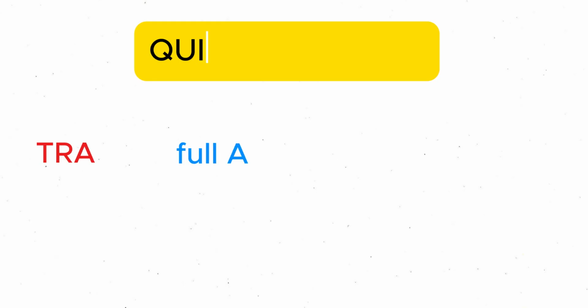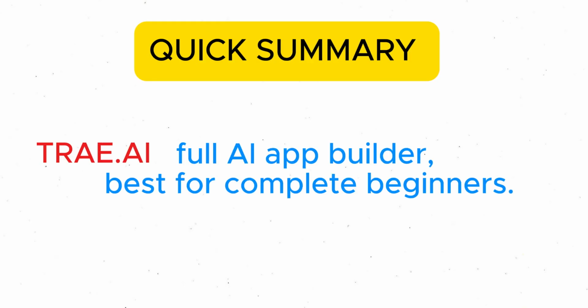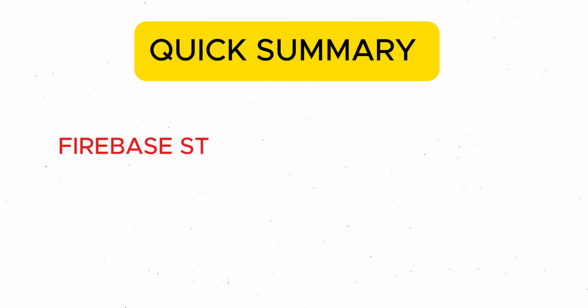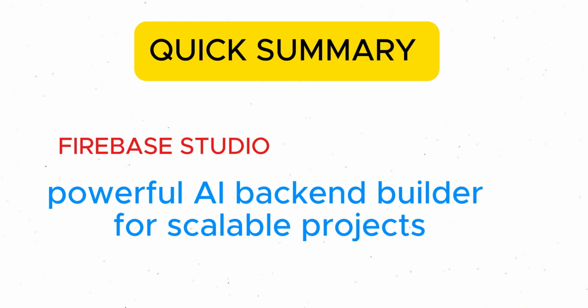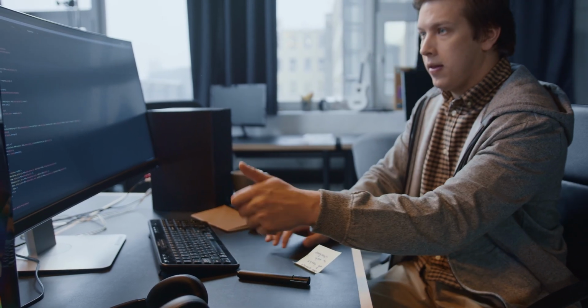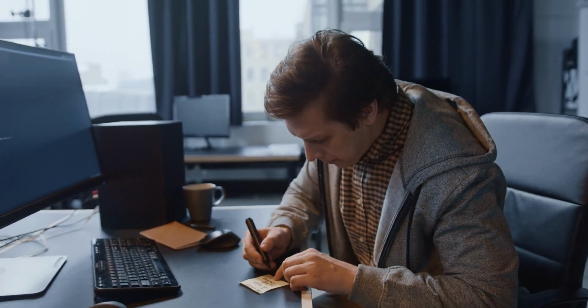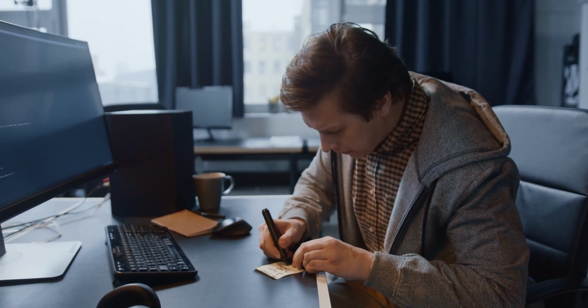Here is a quick summary. Trae.ai, full AI app builder, best for complete beginners. Bolt.diy, open source browser dev environment, perfect for speed and testing ideas. Firebase Studio, powerful AI backend builder for scalable projects. Each one is free, no code required, and instantly fast. You can literally build a full app in under an hour combining these three.